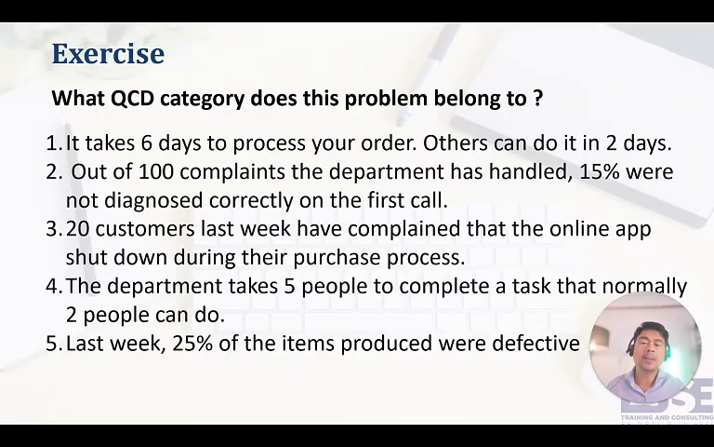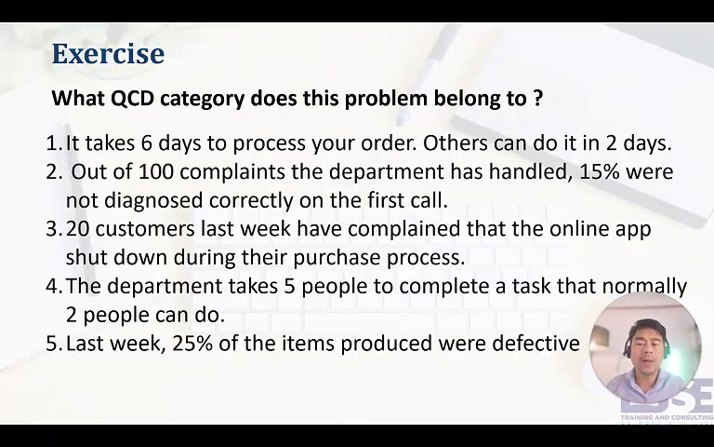The first one, it takes 6 days to process your order. Others, in this case, would mean their competitor can do it in 2 days. What do you think the problem type of this one? This one is a timeliness or a delivery type of problem. Okay. Second one, out of 100 complaints the department has handled, 15% were not diagnosed correctly on the first call. This one is a problem on the quality aspect.